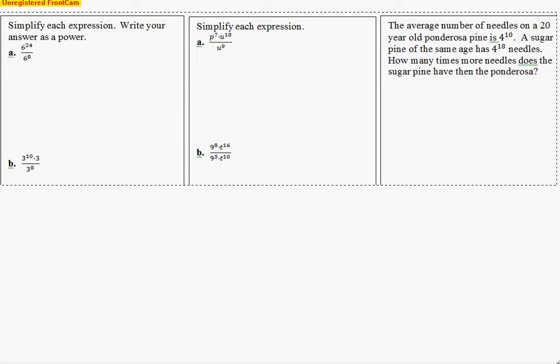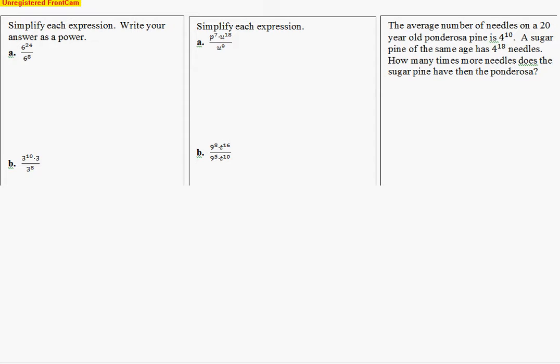This is the tutorial for the review of Chapter 10, Section 3, and Chapter 10, Section 4. So let's take a look at our first type of problem. In these two sections, we're dealing with dividing terms with exponents. We've got a common base here, and that's what we have to have in order to use these exponent rules. Notice that it says to write your answer as a power.